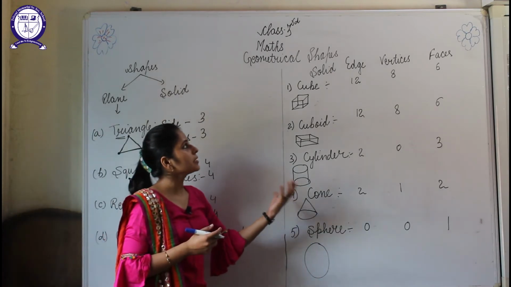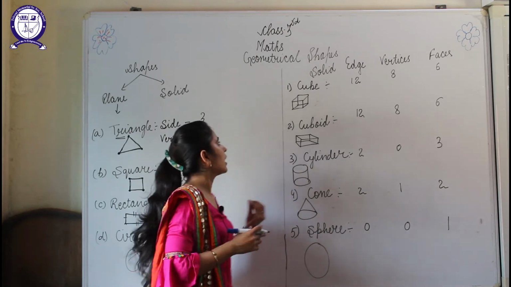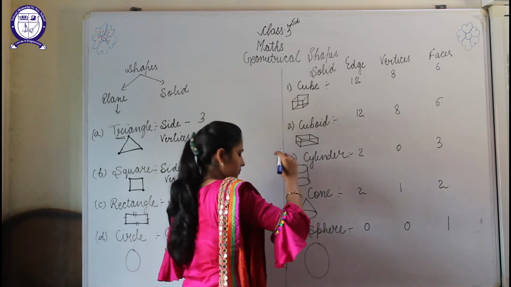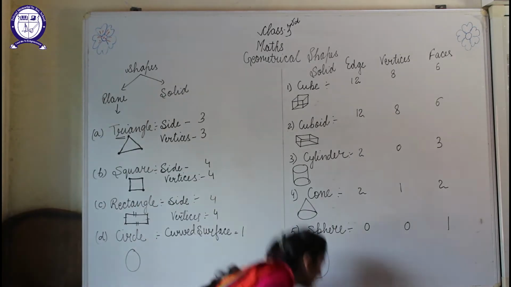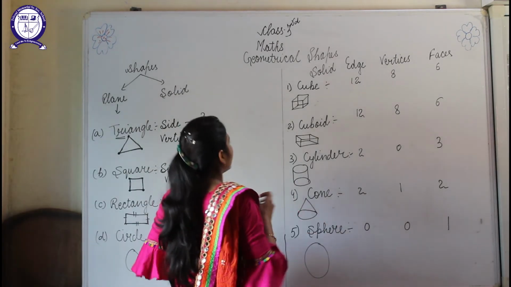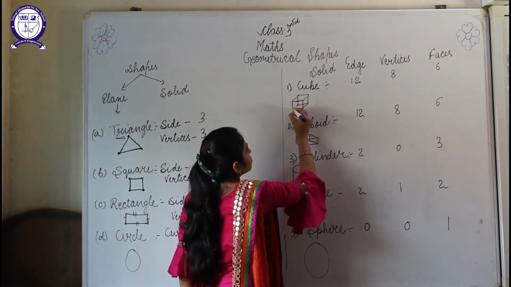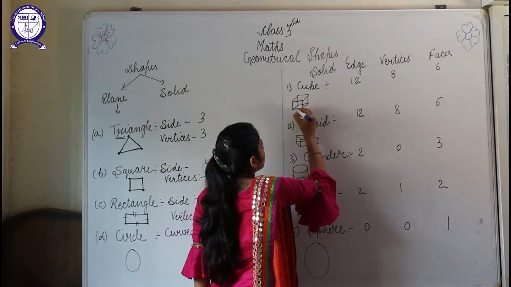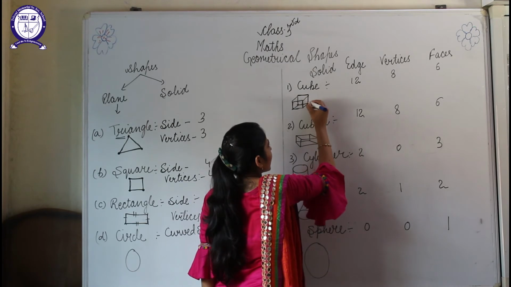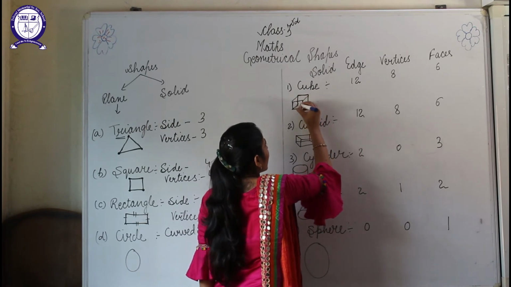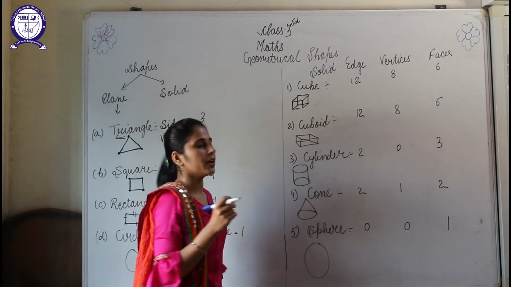Now coming towards the solid figures, students. These are considered to be 3D, means they also have height. In a cube, students, there are 12 edges. 12 edges means 12 lines. 1, 2, 3, 4, 5, 6, 7, 8, 9, 10, 11, 12. A cube is a combination of squares, students.